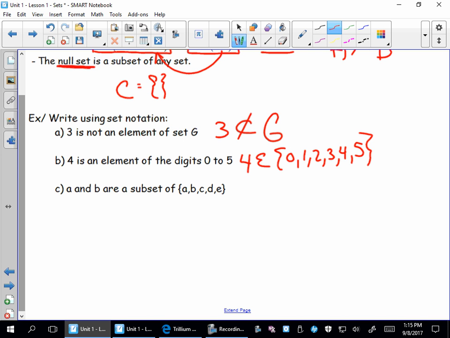And A and B are a subset of A, B, C, D, E. So A and B are a set. I'm going to put them in curly brackets. And it's a subset of A, B, C, D, E.